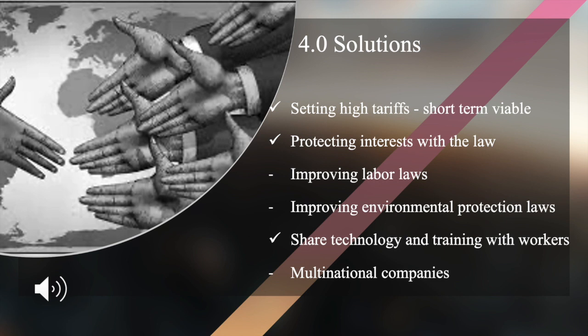Environmental protection laws can prevent the destruction of natural resources. Labor laws can prevent bad working conditions. In addition, each country can require multinationals to share advanced technology and training with local workers to avoid higher unemployment.